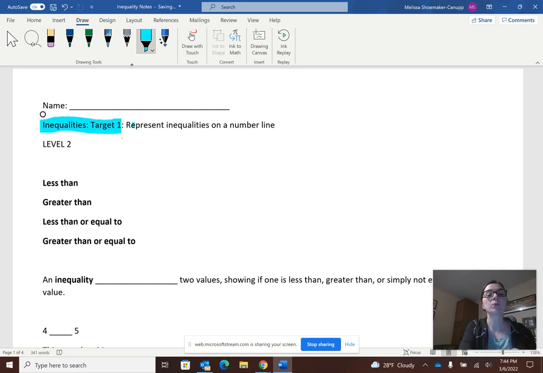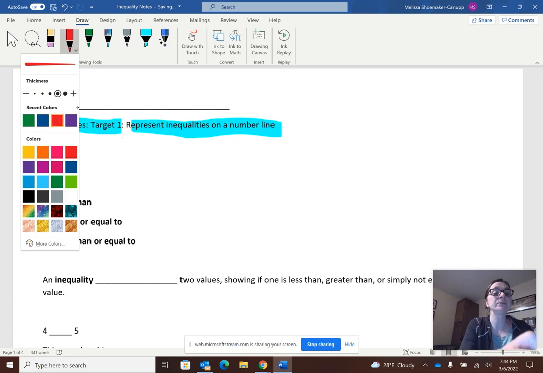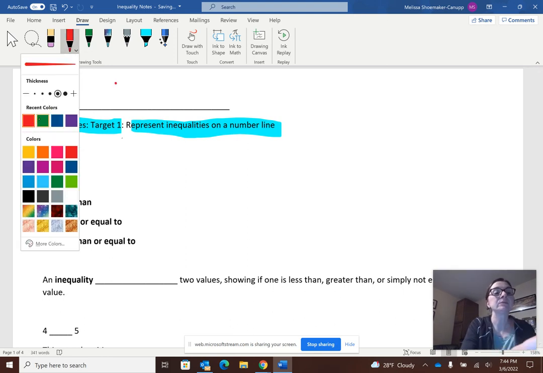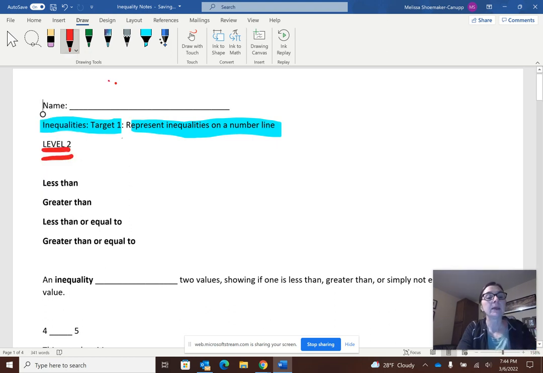Inequalities, target one, we're representing inequalities on a number line. Well, first of all, we have to know what an inequality is. You've seen it before, you just have never probably heard it called an inequality, and that's okay. So we're starting out with lower levels, and we have less than. You've probably heard that before.